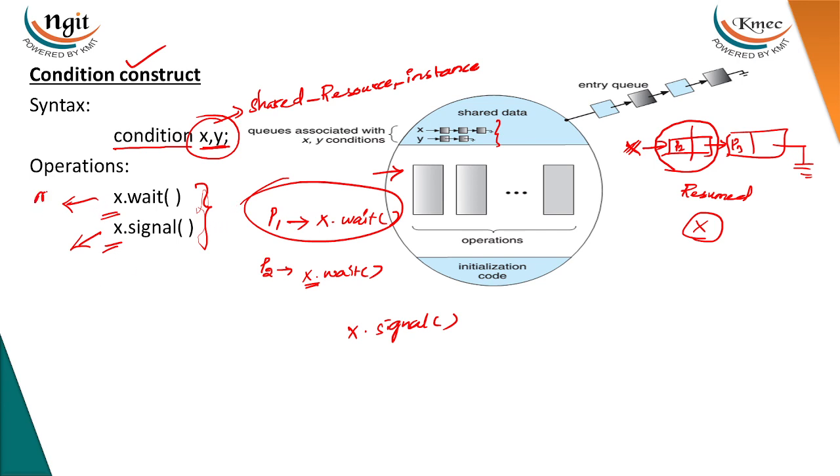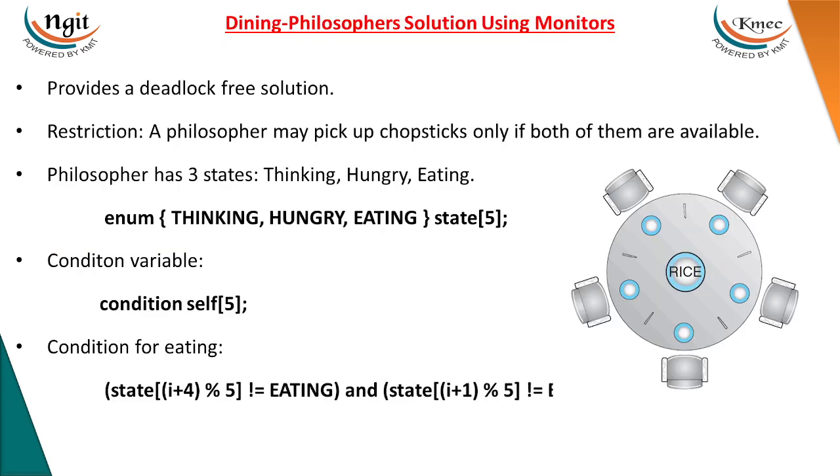Similarly, wait will provide mutual exclusion, and signal provides progress and bounded waiting, the amount of time or number of turns that a process will wait. So this particular monitor provides a deadlock free solution. This will provide a solution for the dining philosopher problem.